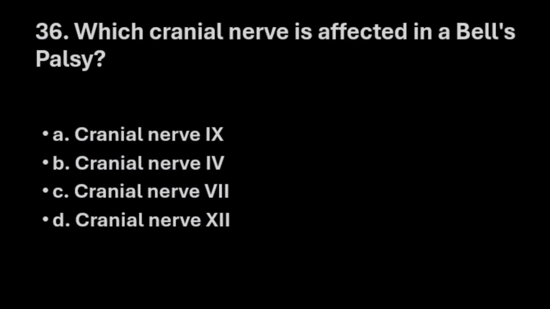Next question. Which cranial nerve is affected in a Bell's palsy? Option A, cranial nerve 9. Option B, cranial nerve 4. Option C, cranial nerve 7. And option D, cranial nerve 12. Let us see the right answer. The right answer here is option C, cranial nerve 7.